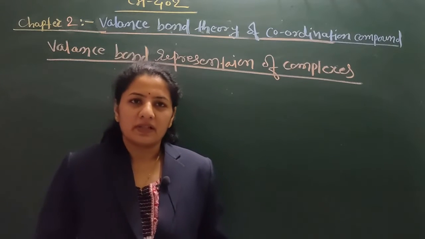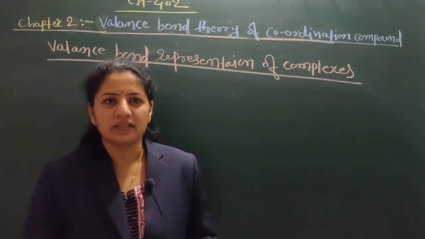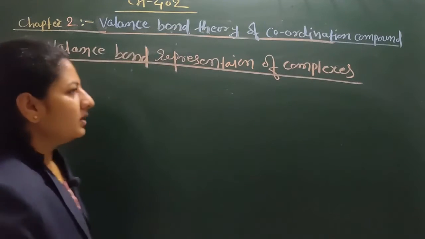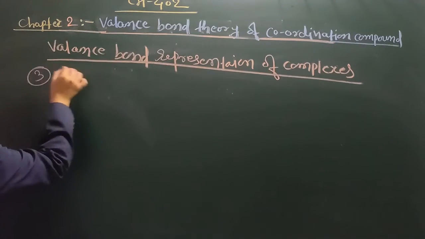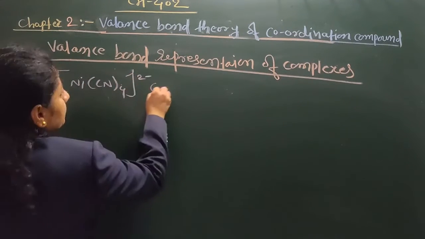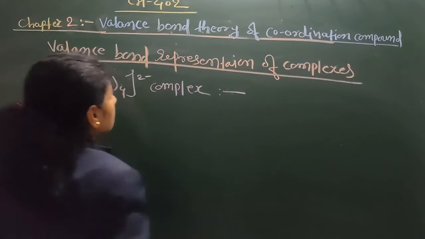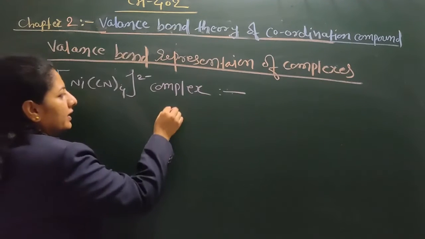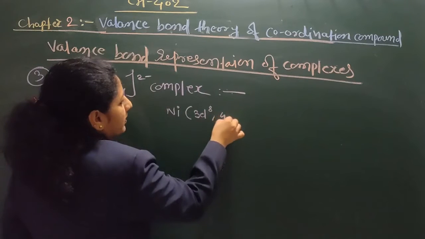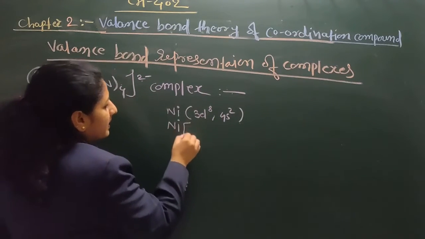In continuation with the previous lecture, in today's lecture we are going to discuss the valence bond representation of the nickel tetracyano complex. Now let's discuss the next one, that is nickel tetracyano. The bonding and representation of this nickel tetracyano complex. Here the electronic configuration of nickel, as we know, is 3d8 4s2, and for nickel 2+, because the oxidation state of nickel in the complex is 2.